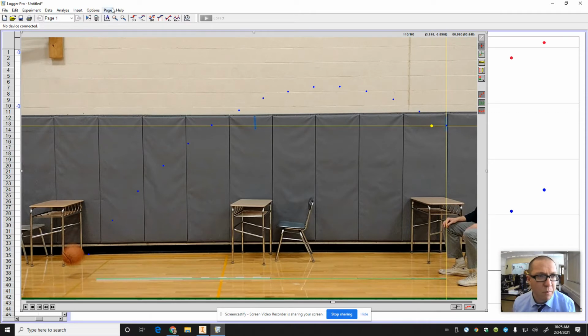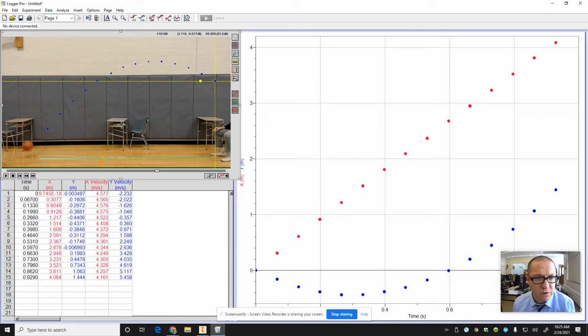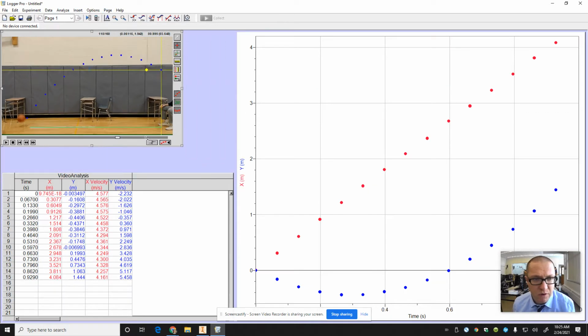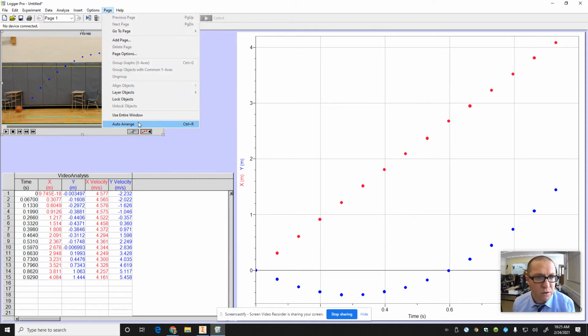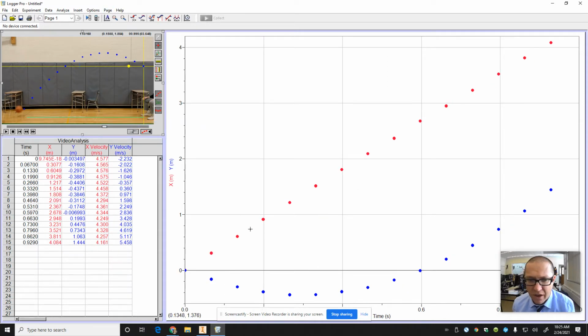All right, then you go to page, auto arrange, which makes everything nice. I'm going to make the video a little bit smaller and hit page auto arrange again. We have X position versus time and Y position versus time.